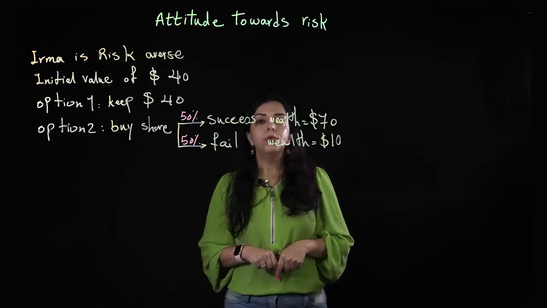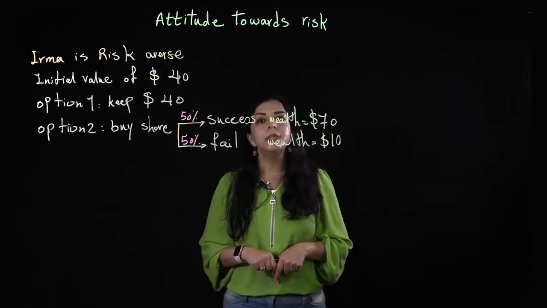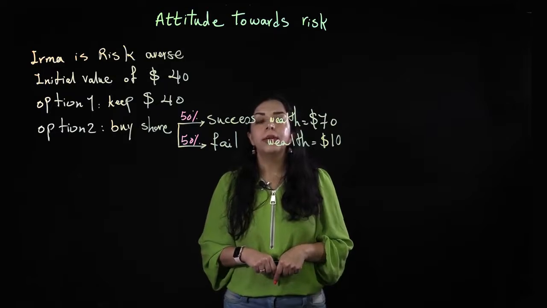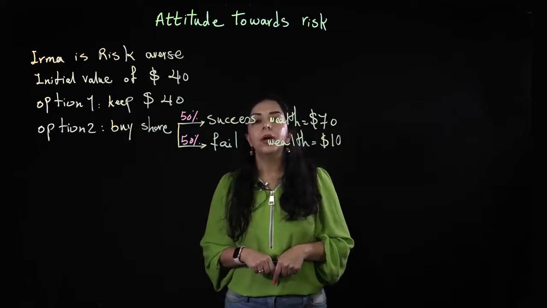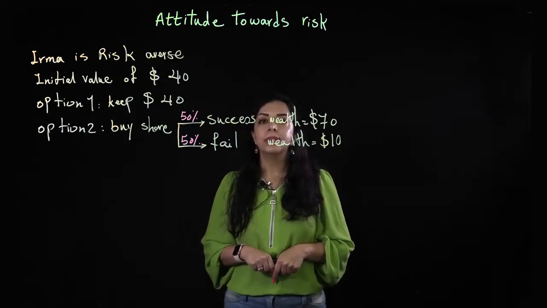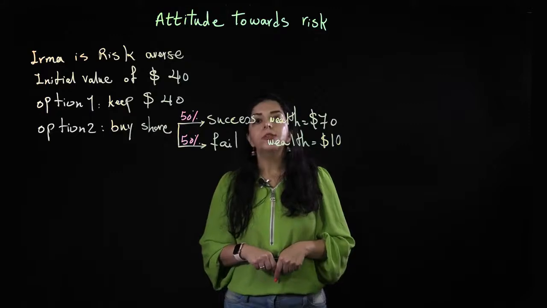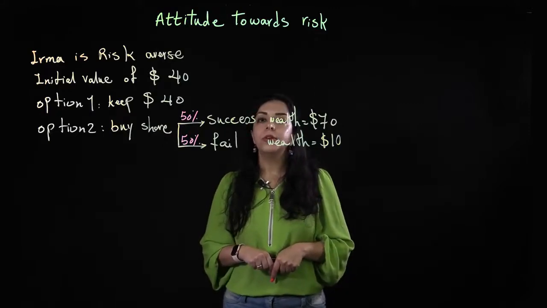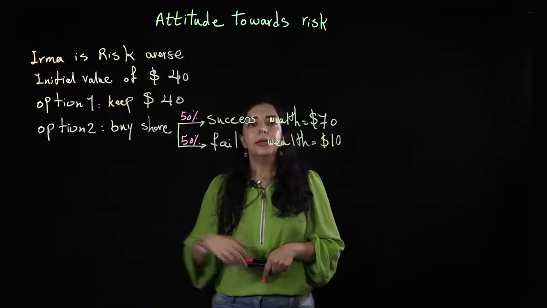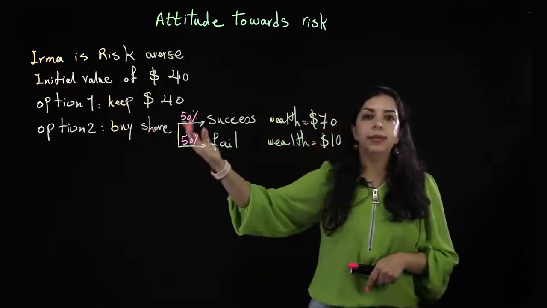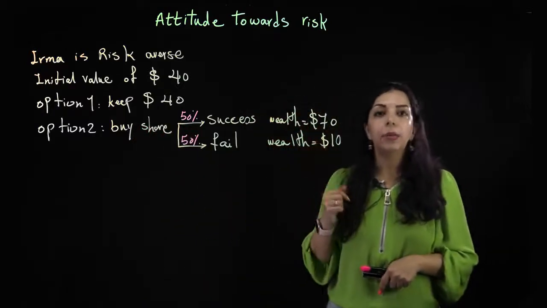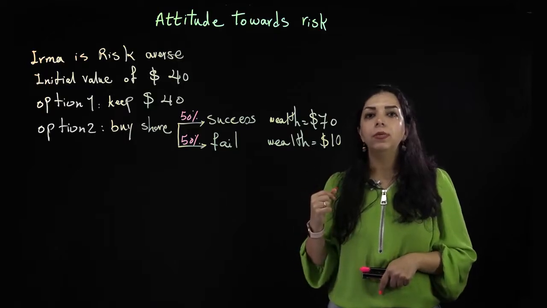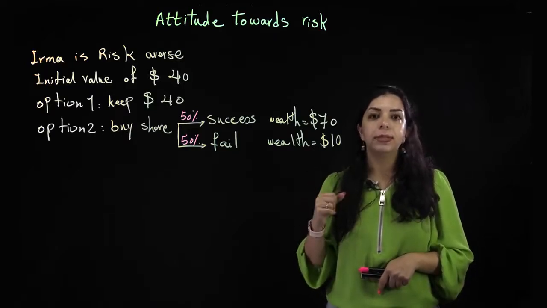So now we want to know how is the utility shape of the risk lover person, and how is the utility shape of the curve of the risk averse person. So again, before going to the detail of our topic, we start with this example. The example is about a person named Irma, and Irma has an initial wealth value equal to $40.